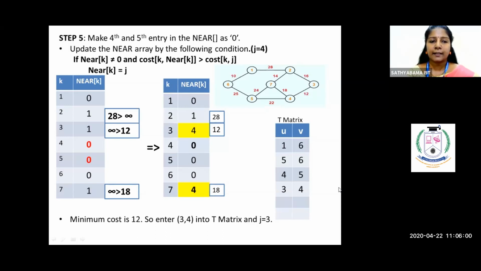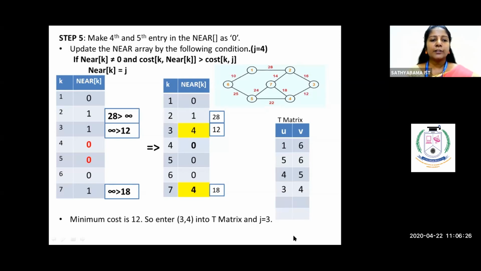Look at the second entry, 2, 1. What is the value of 2, 1? 28. What is k, j? What is the k value here? 2. What is the j value in this iteration? 4. So 2, 4 is infinity. Is the condition satisfied? No, the condition is not satisfied. So the near of k remains the same in the updated array.